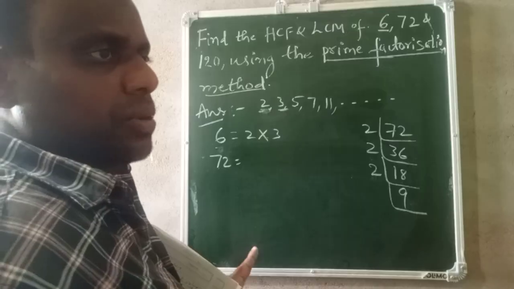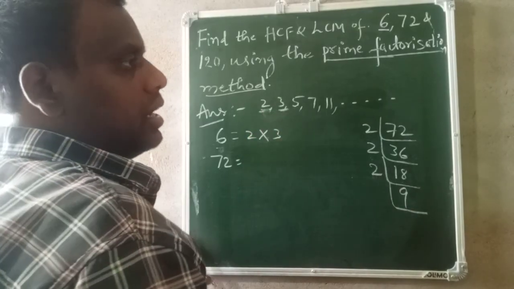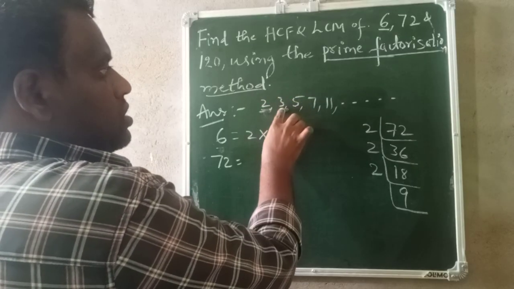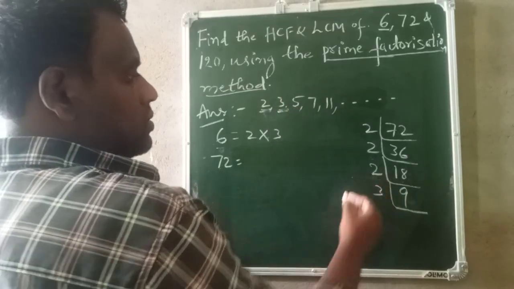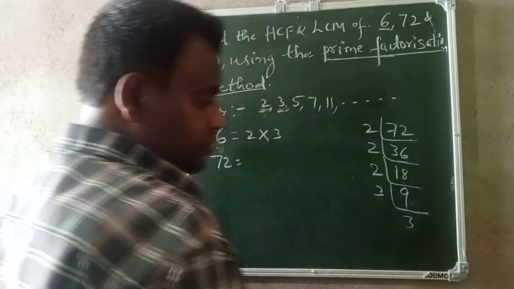So if you get a decimal number, 2 cannot divide 9 completely. So check the next prime number. The next prime number is 3. This 3 can divide this 9 completely. So I will take this 3 here. Now 3 threes are 9.